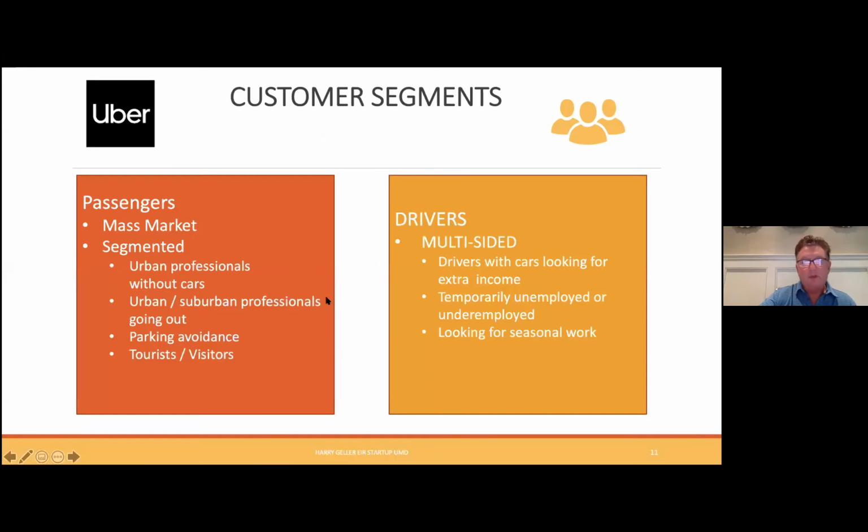So again, customer segments for Uber, you have passengers and drivers, like I explained. Passengers, it pretty much is in respect to mass market, but it's also segmented out. We have urban professionals without cars. We have professionals, urban and suburban, going out. We have people who want to avoid parking, and we have tourists and visitors. On the drivers, which makes it the multi-side, we have drivers with cars looking for extra income. We have people that are underemployed or temporarily unemployed, and we have people looking for seasonal work. So Uber is serving both of those customer segments.